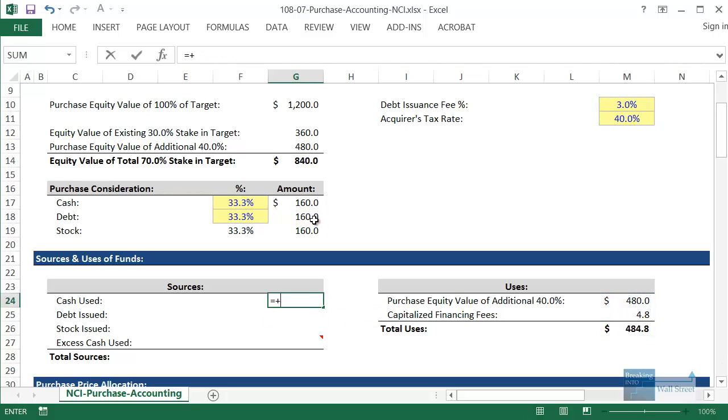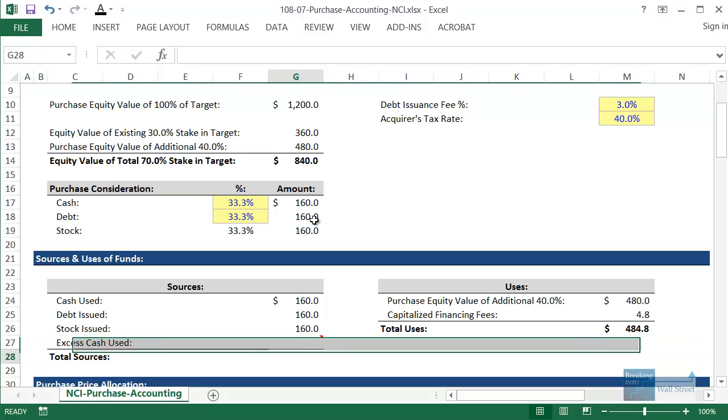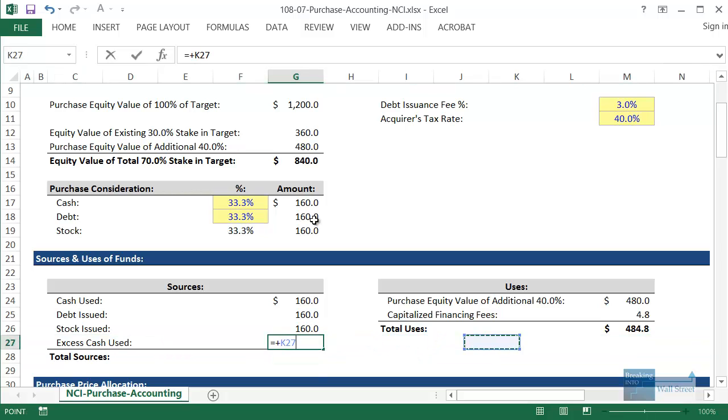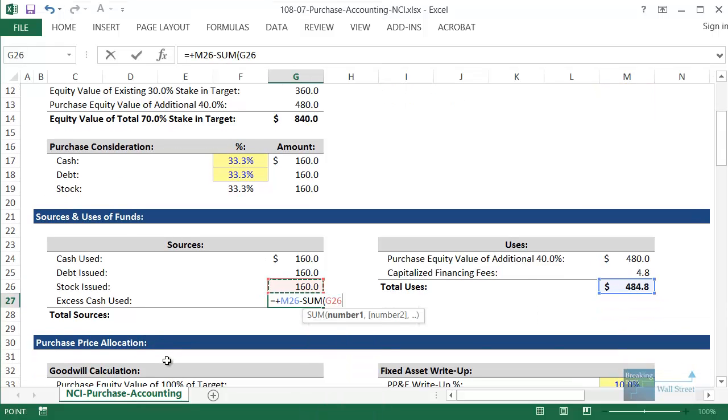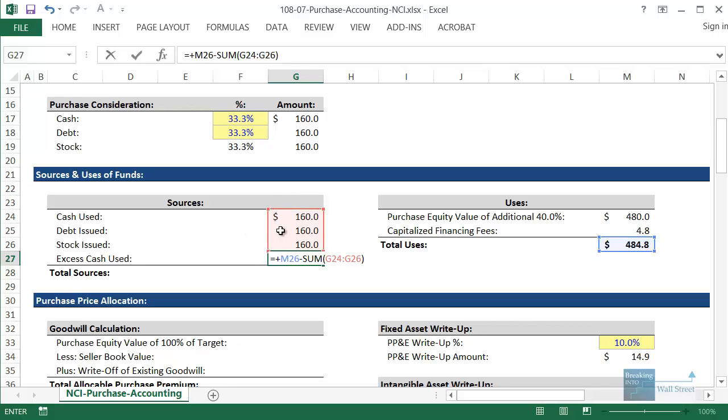And then on the sources side, we can just take our cash, debt, and stock first off, and then excess cash used, we're just assuming that any fees that we have are going to be covered by one of the company's existing cash balances. So we'll just take our total uses, subtract our sources so far, and the excess cash used here will be our plug. So we have this, and our sources side equals our uses side.